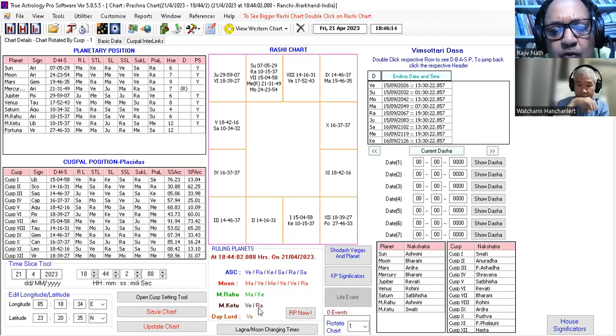And then Ketu represents, where is Ketu? Ketu is in Libra, in the star of Rahu, so it represents Rahu also. And day lord, today is what? Today is Friday. So the day lord is Venus. You can check it from here. So you'll get the hang of it. So this is how you see the ruling planets.